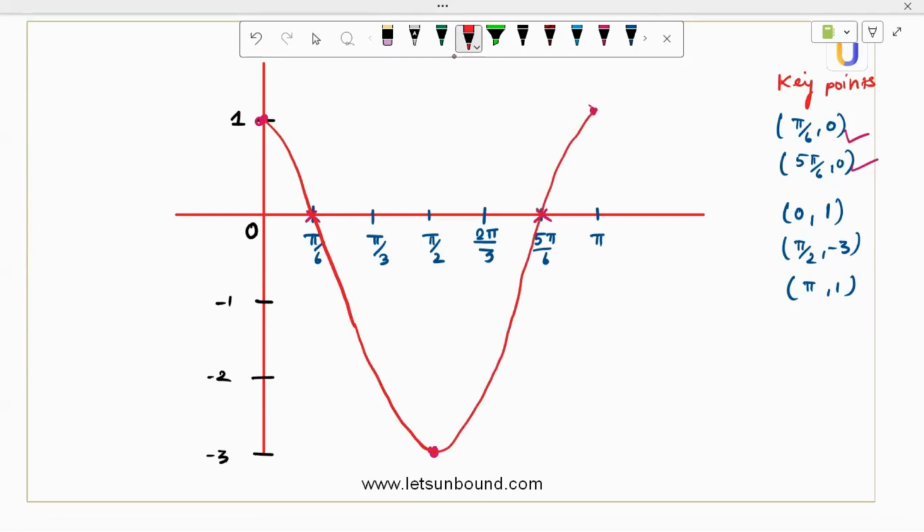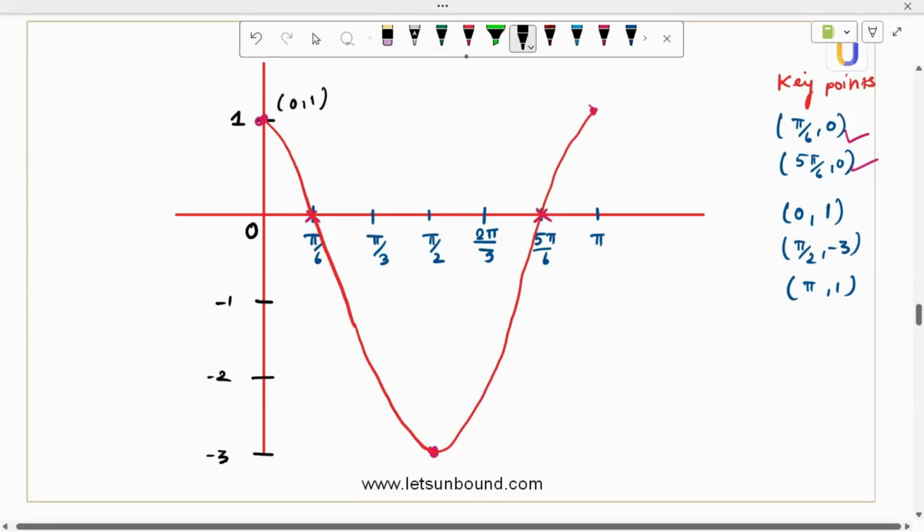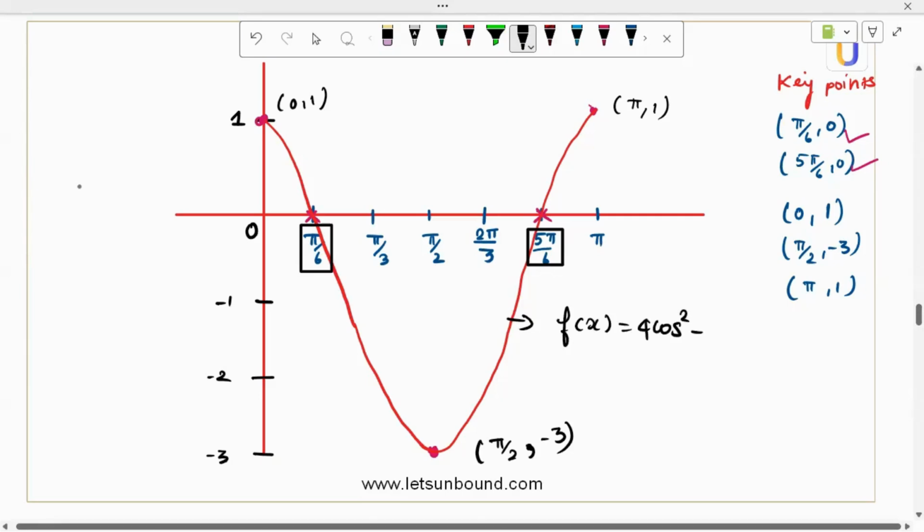That's it. This is a sketch and we have clearly shown the coordinates. And even if you mark these, that will be also good. This is 0 comma 1, this is pi comma 1. This is pi by 6, you can highlight. This 5 pi by 6. And this is pi by 2 comma minus 3. So every point they have asked is clearly shown. And this is the graph of f of x equals 4 cos square x minus 3. That's simple. So this carries 15 marks.